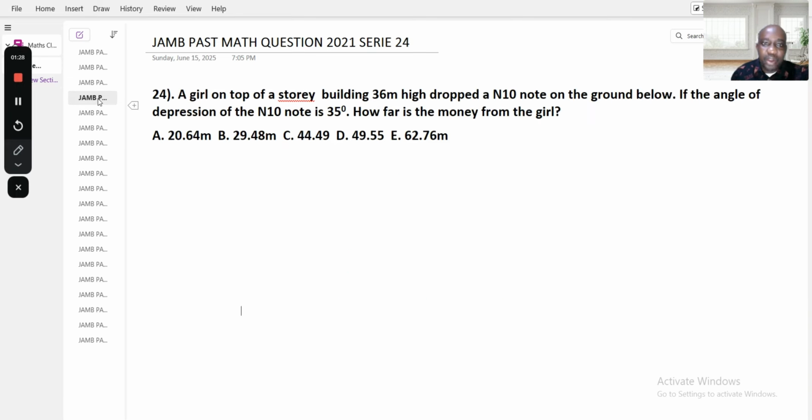A girl on the top of a storey building, 36 meters high, drops a 10 naira note on the ground below. If the angle of depression of the 10 naira note is 35 degrees, how far is the money from the girl? I want to explain something before we move forward.